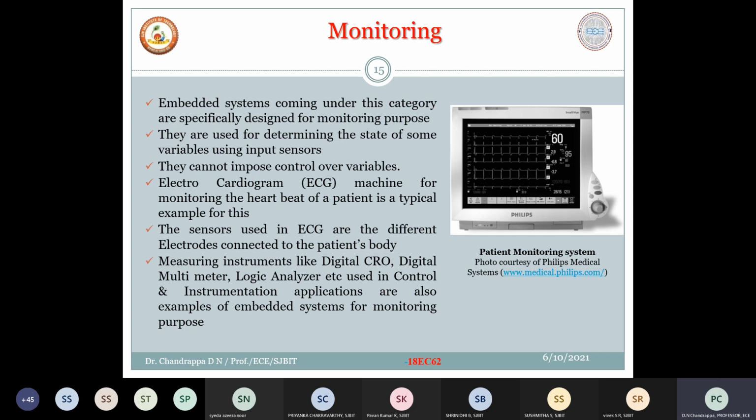And then digital multimeters. I hope there is no need to explain more about digital multimeters. The digital multimeters help to measure voltage, current in millivolts or in different ranges of voltage, and current. Even if you find out resistors, all these things will be monitored through digital multimeters. And finally, the logic analyzer. The logic analyzer is a device that looks similar to the digital CRO.